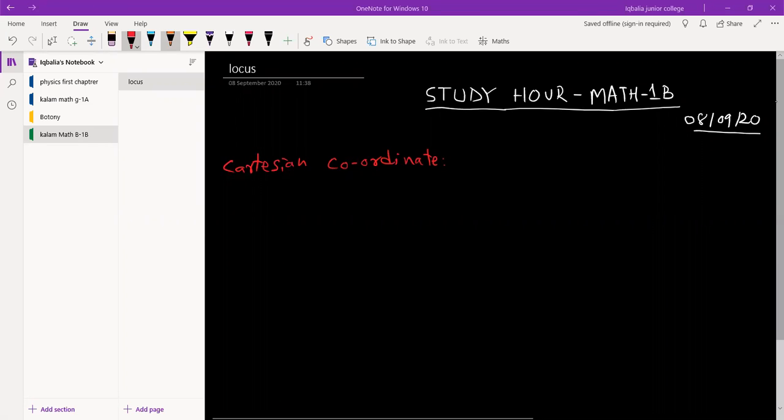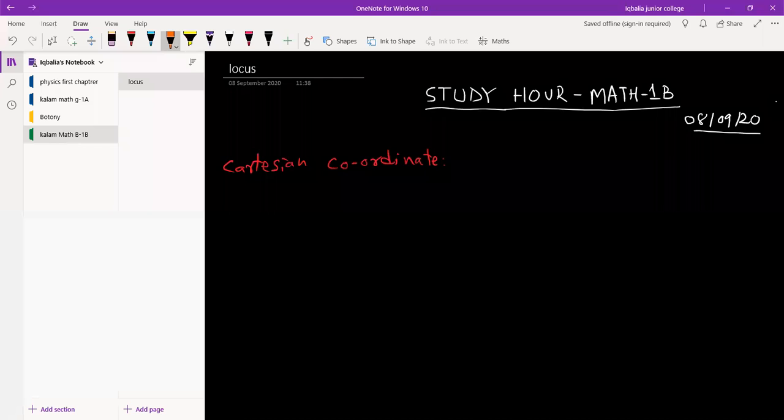Okay, no problem. See here, Cartesian coordinate. Cartesian coordinate is nothing but a system that specifies each point uniquely in a plane by a set of numerical coordinates, which are signed distances to the point from two fixed perpendicular oriented lines. Okay, so I'm going to write the definition or the statement regarding Cartesian coordinate.